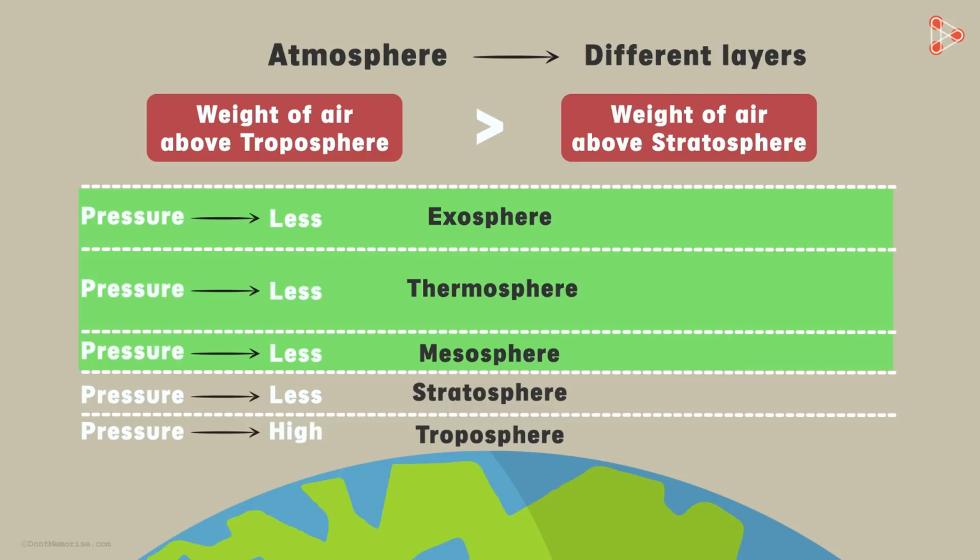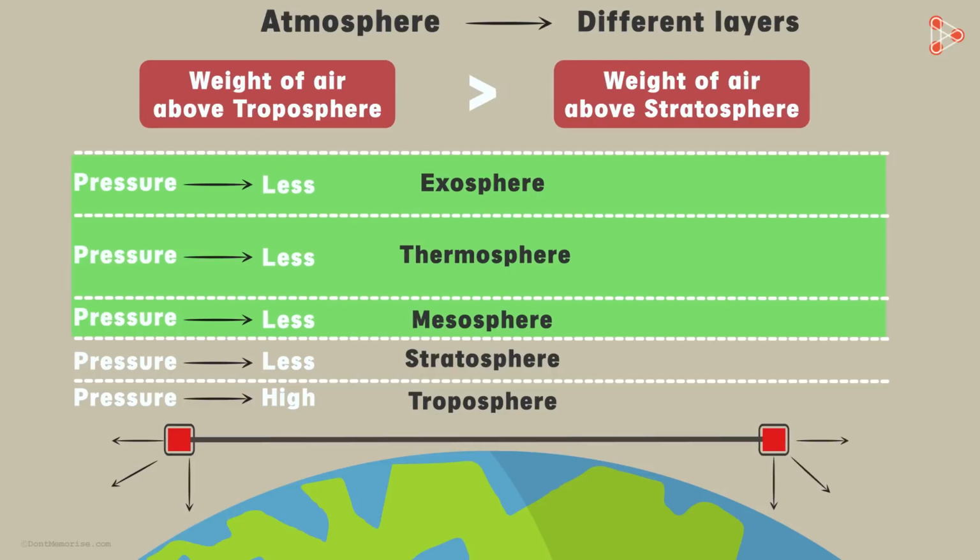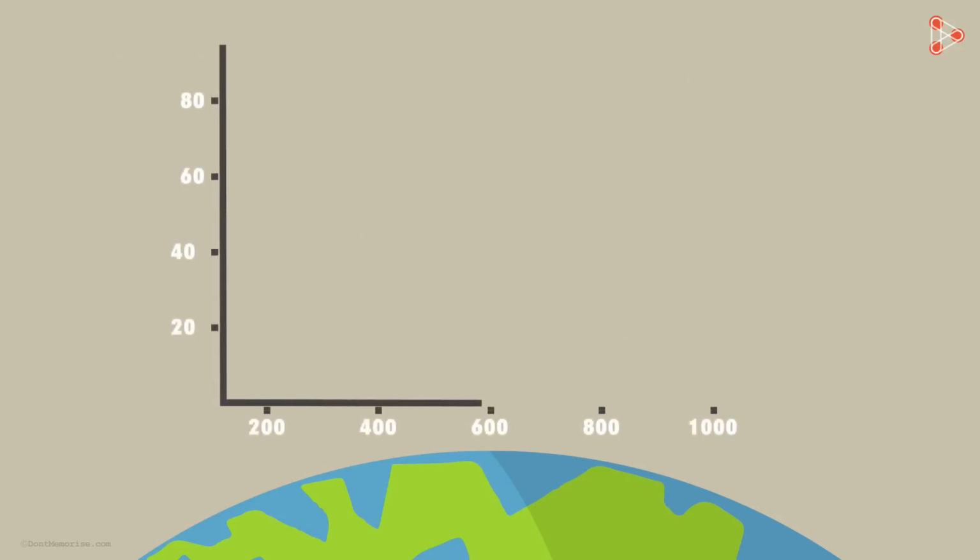And finally, just like the pressure in liquids, the air pressure at a particular height above the Earth's surface is same in all directions. That is, if I take these 2 points at the same distance above the Earth's surface, then the air at this point will exert an equal pressure in all the directions, just like the air at this point. Let's look at an interesting graph now.